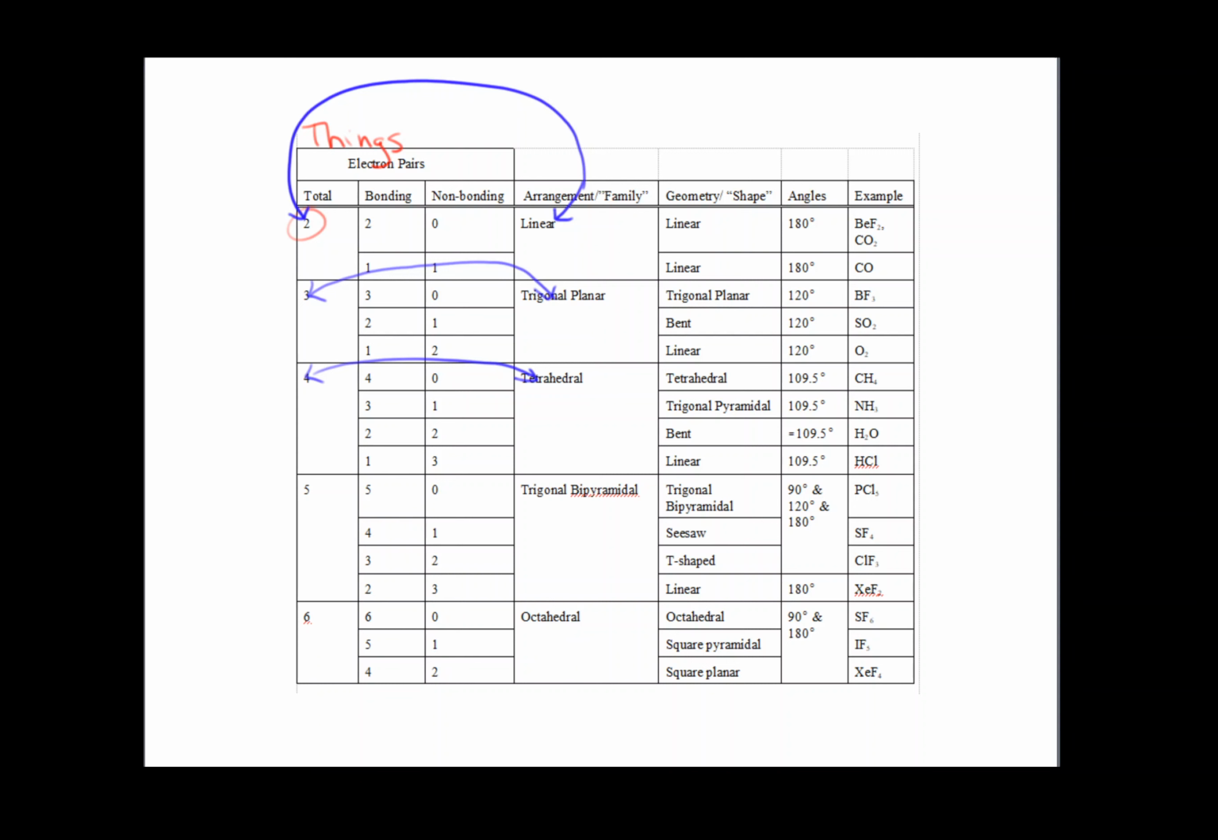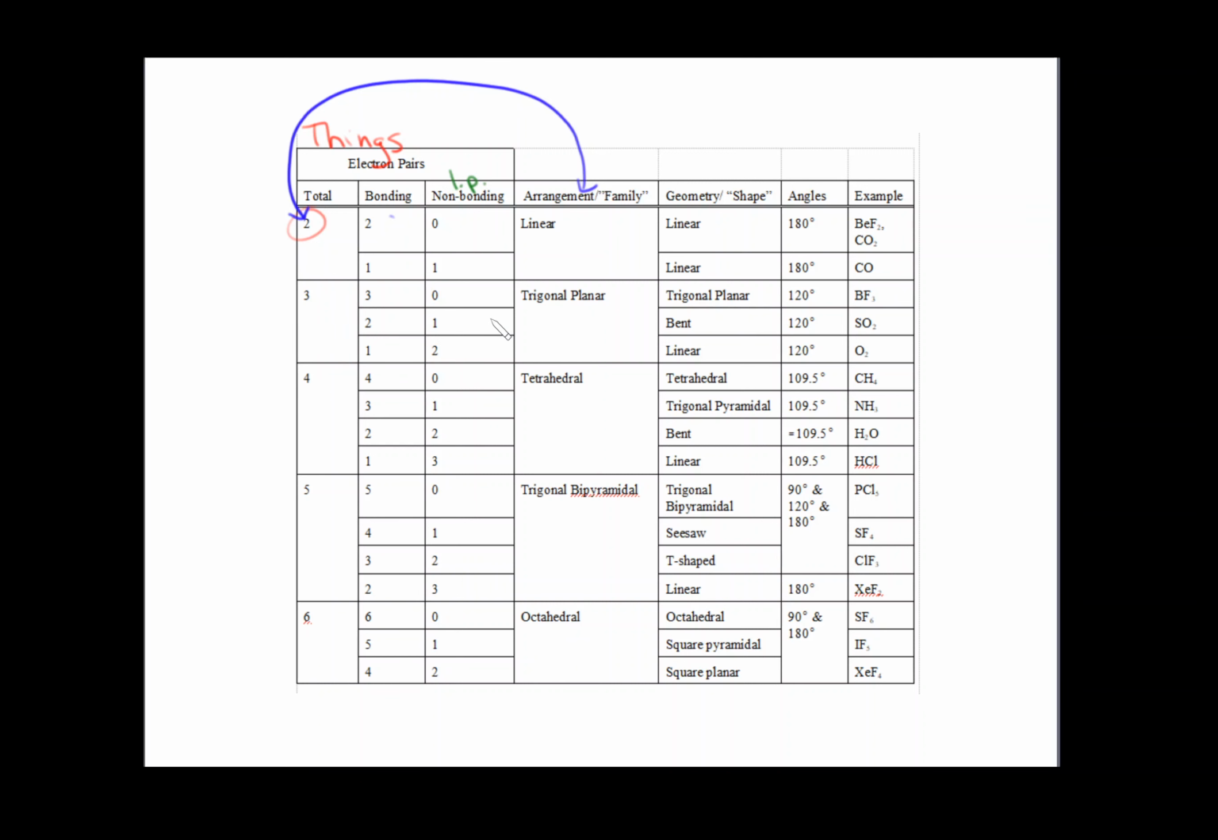Let me get rid of those now. What about this going on in here? Bonding means it's in a bond, and the lone pair, just like we've been doing, means lone pairs of electrons. And so if you have 2 and 0, you would be called 180, and here's the examples that I did for you. So they'd be 180. If you had 1 and 1, well, you're still family linear, still shape linear, and it's the carbon monoxide.